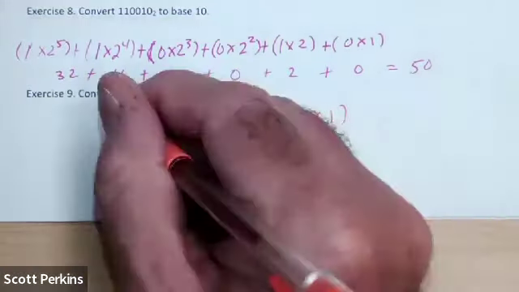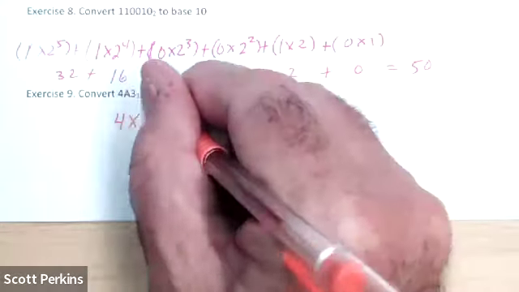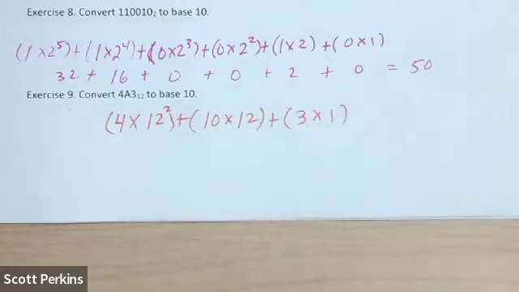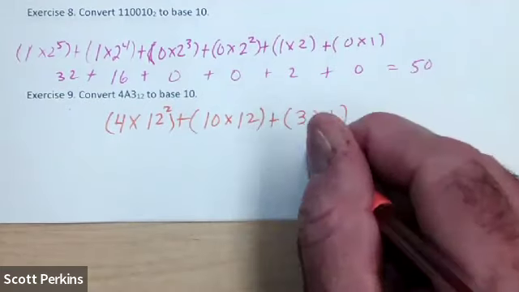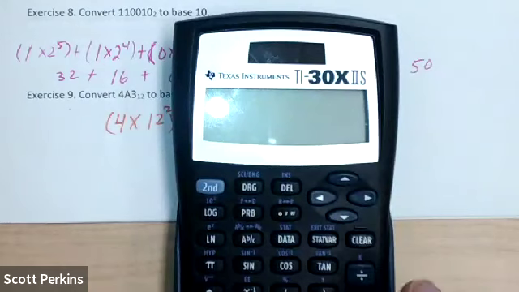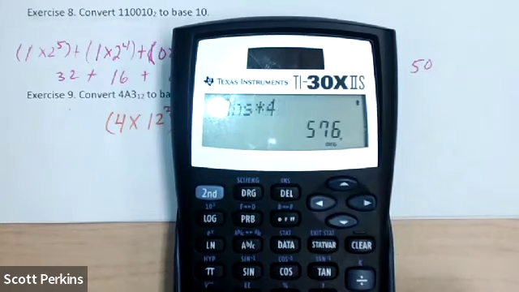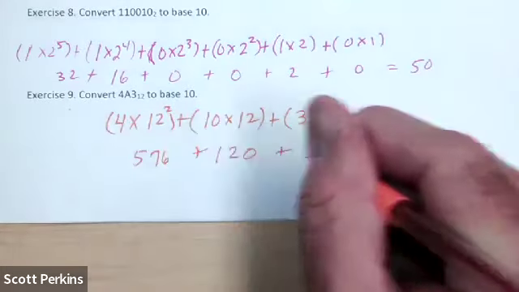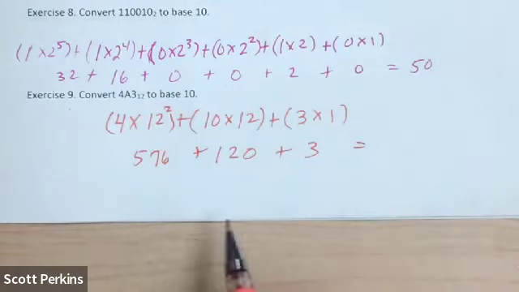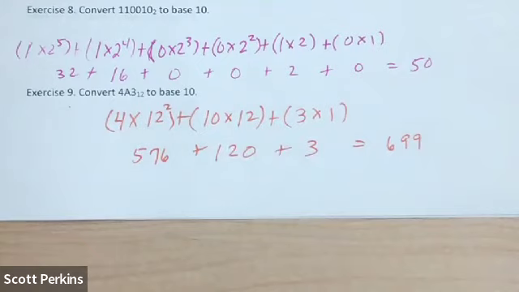And then finally, 4, that's 4 groups of what? Perfect, 12 squared. In base 12, each place value is going to be 12 times the previous one. So 3 times 1 is 3, 10 times 12 is 120, and then 4 times 12 squared is 144. So then I'm going to multiply that times 4, and that's going to be 576. And when I add 576 and 120, that's 696 plus 3, that is 699. Okay, so we did that with Babylonian and with Mayan, taking numbers of other bases, converting them to ours.